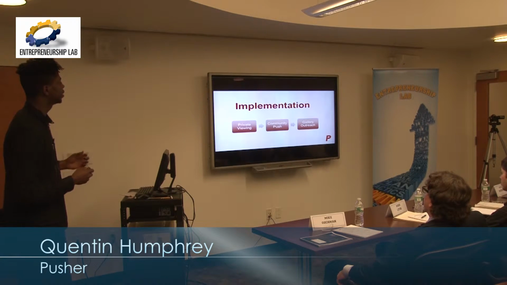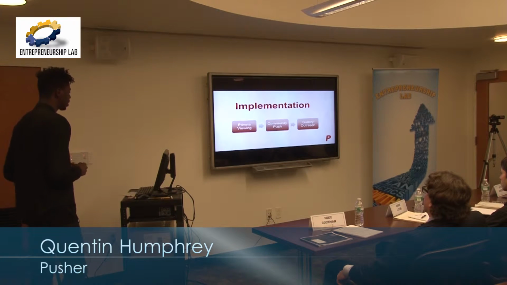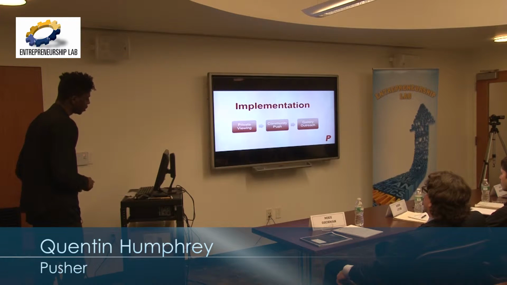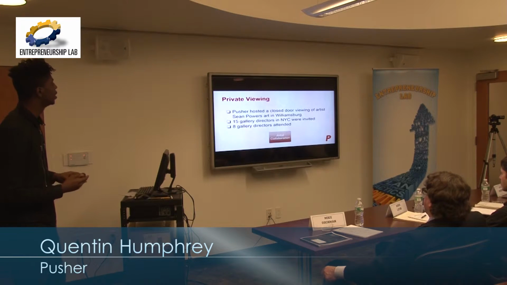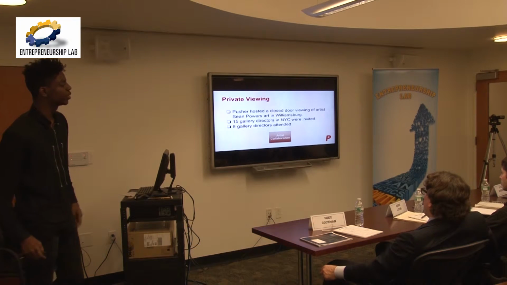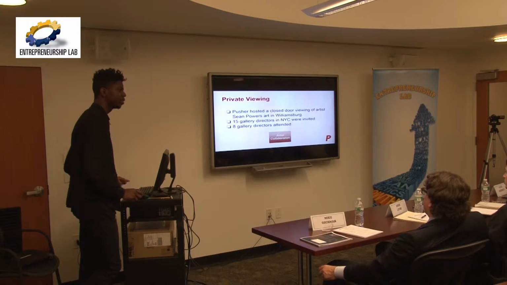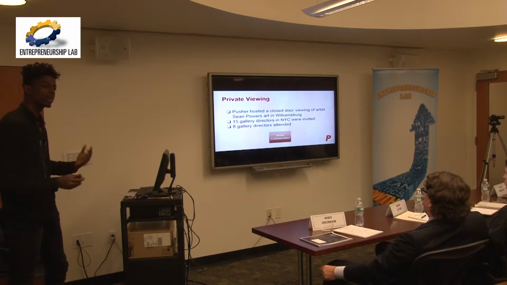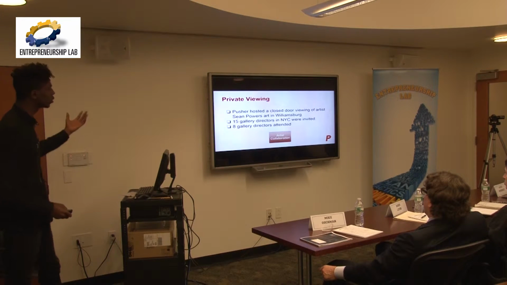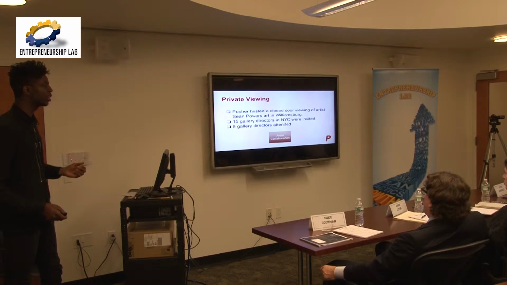My implementation came in three steps. The first one was a private viewing, then what I called the community push, and last was a gallery outreach. For the private viewing, I was able to secure a space in Williamsburg at a very small gallery near Lorimer Street, where I hosted one of my pals, Sean Powers. He's a well-known skater and does a lot of street art. We were able to reach out.